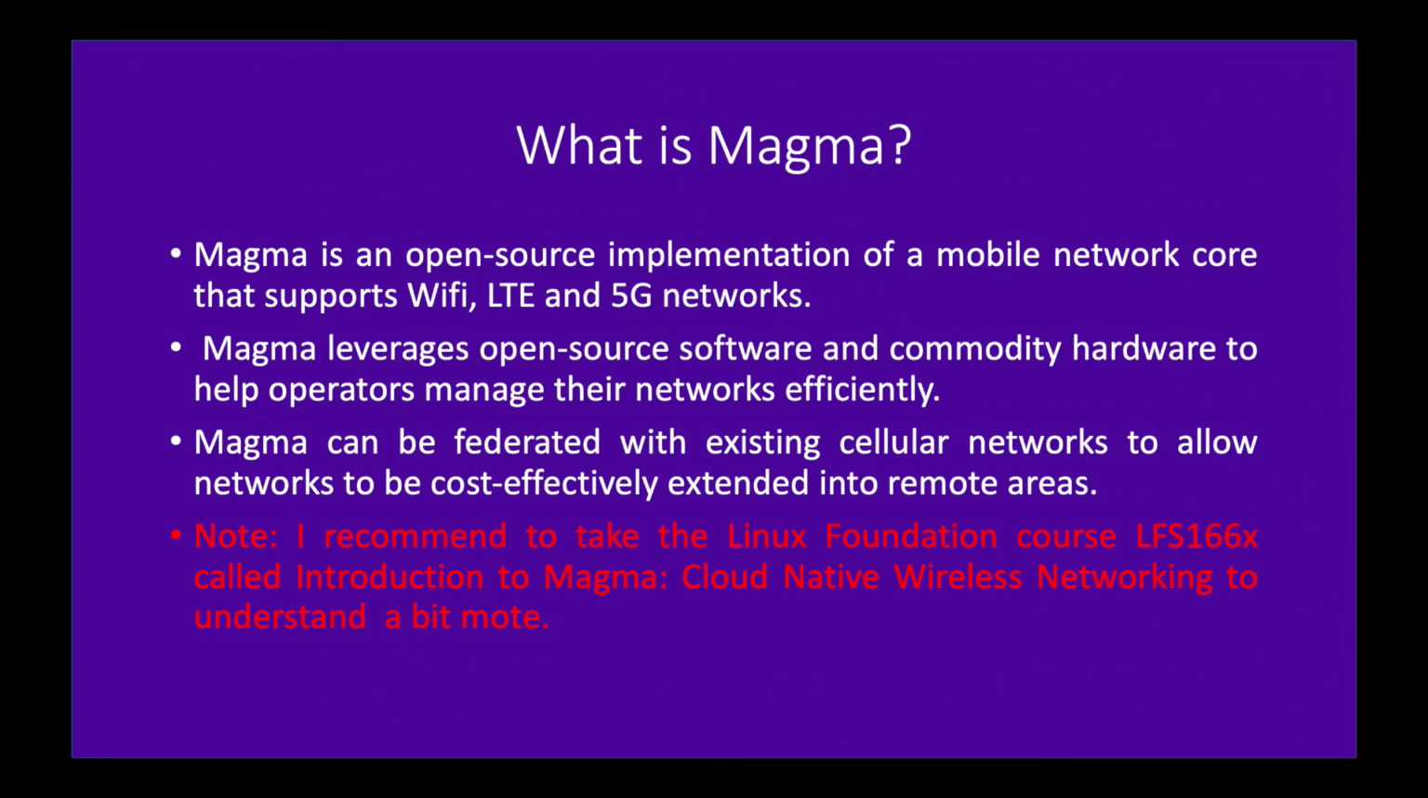So now I have to define the project Magma. Magma is an open source implementation of a mobile network core that supports Wi-Fi, LTE, and 5G networks. Magma leverages open source software and commodity hardware to help operators manage their networks efficiently and cost-effectively. Magma can also be federated with existing cellular networks to allow networks to be cost-effectively extended into remote areas.